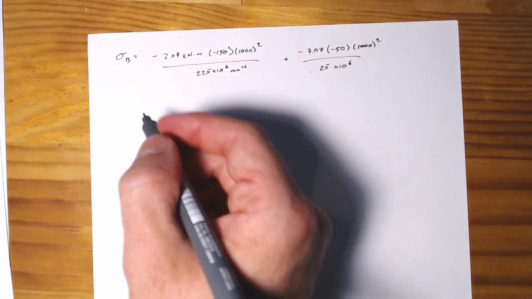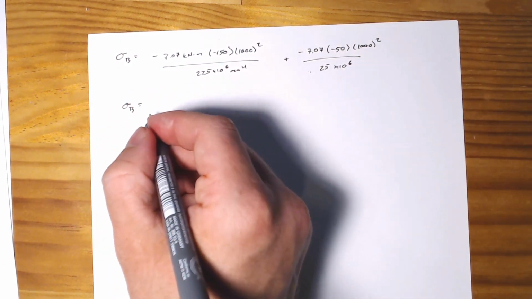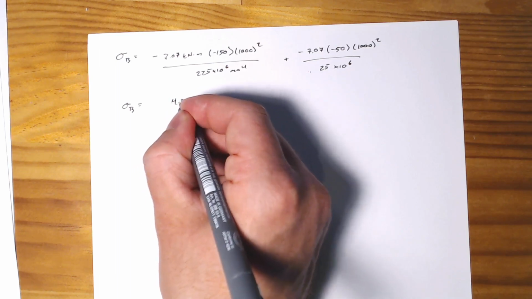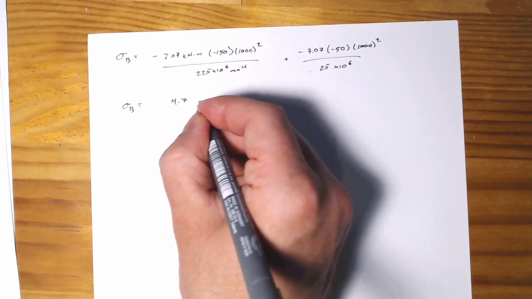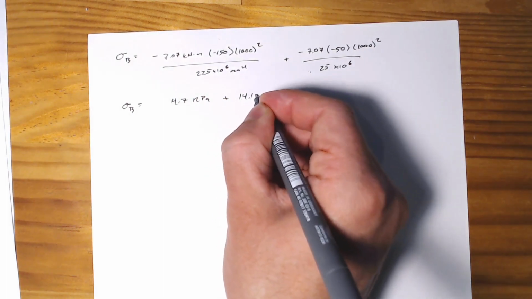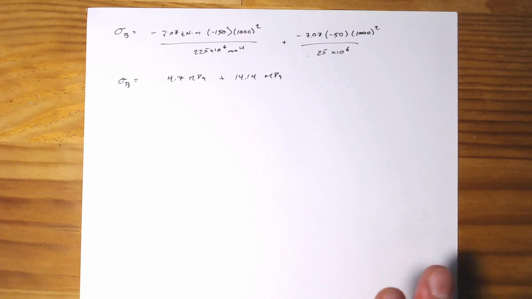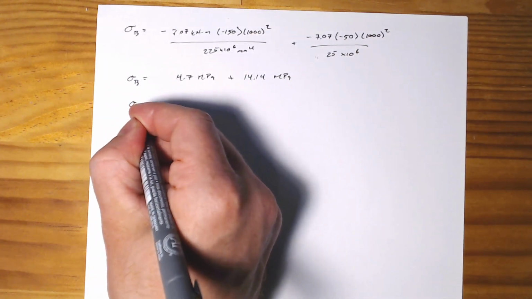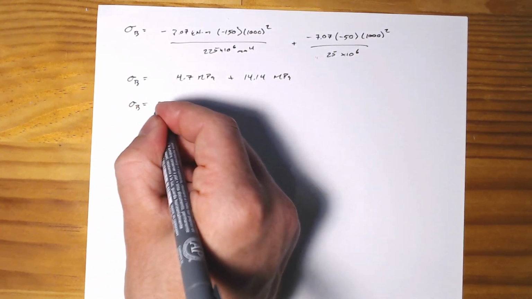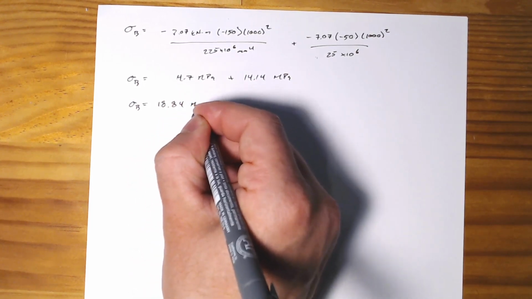This will end up giving us sigma B equals 4.7 MPa plus 14.14 MPa. Sigma B equals 18.84 megapascals.